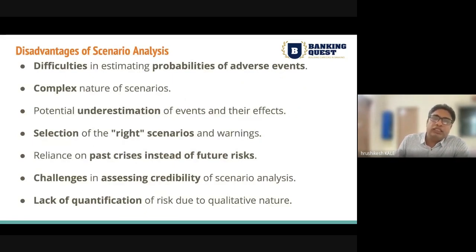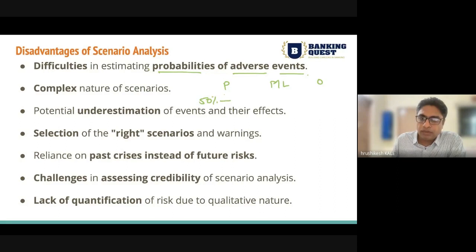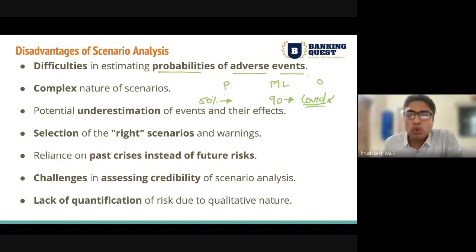Disadvantages of scenario analysis: difficulty in estimating probabilities of adverse effect. Yes. So basically, I told you pessimist, most likely, and optimist. If you see, in the last 90 years, the market had not seen anything like COVID. So what was the probability of COVID happening? It was too low. So it was very difficult to estimate the probability of an adverse effect happening.